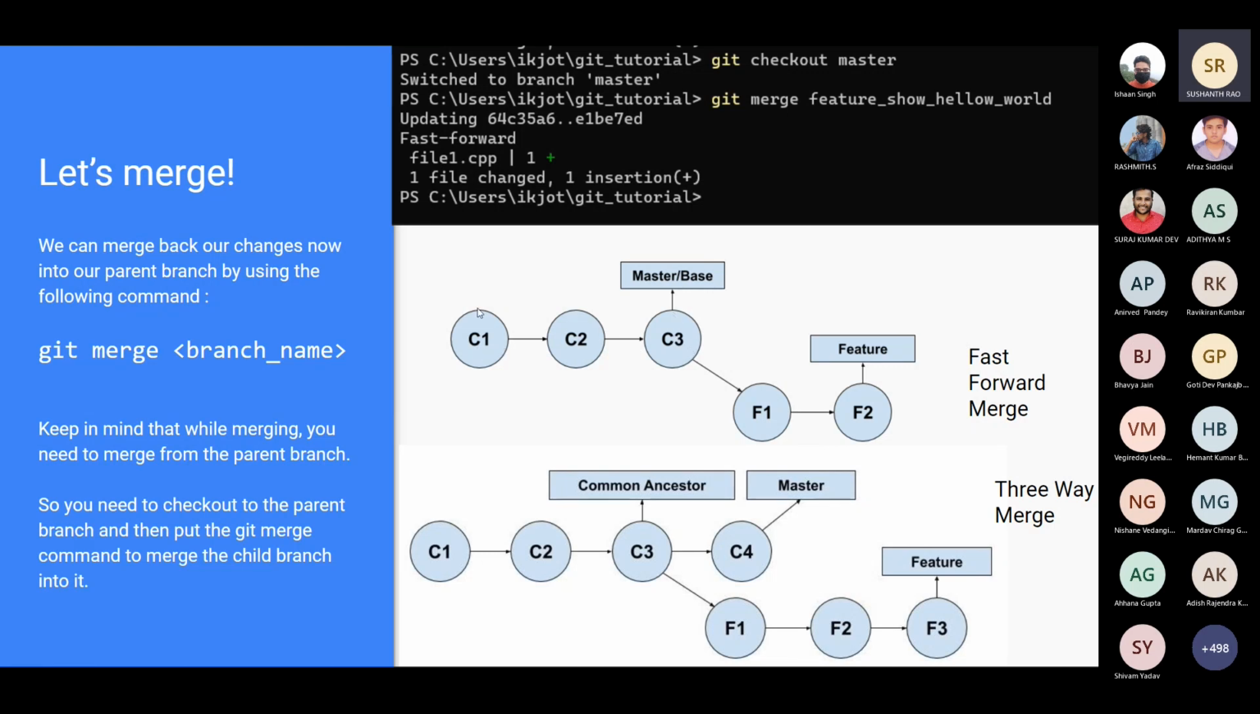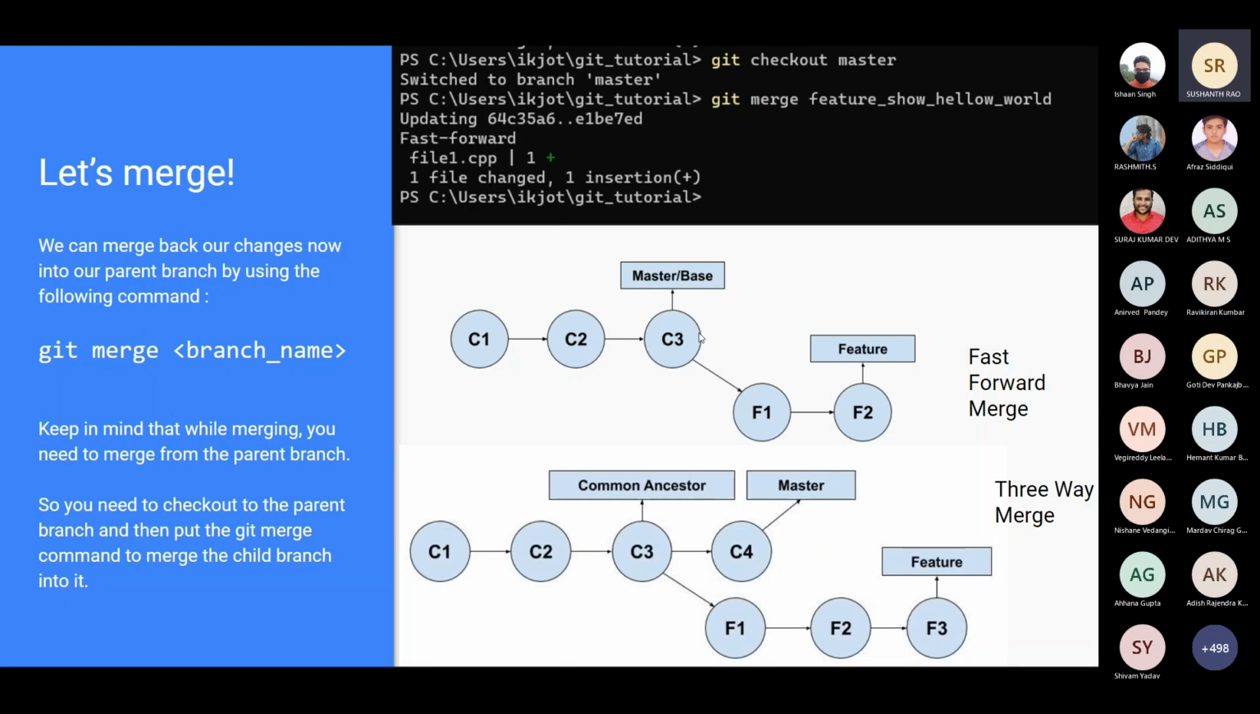So we worked from commit 1 to commit 2 to commit 3 in the master branch. Then we decided we want to add a new feature and we moved into a new branch. So there's a feature 1 commit, feature 2 commit. And once we were on feature 2, we were sure that the feature is done, it's working perfectly, and we want to put that inside our master branch.